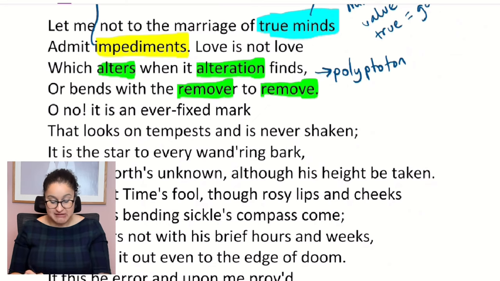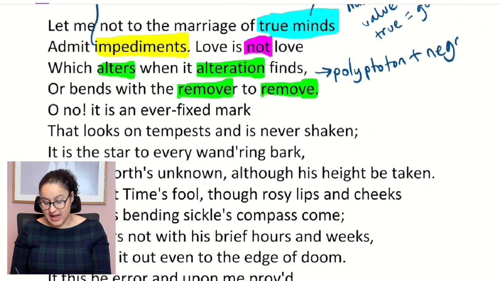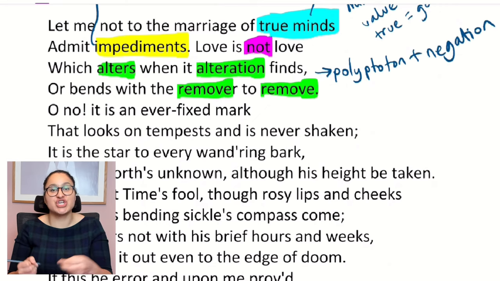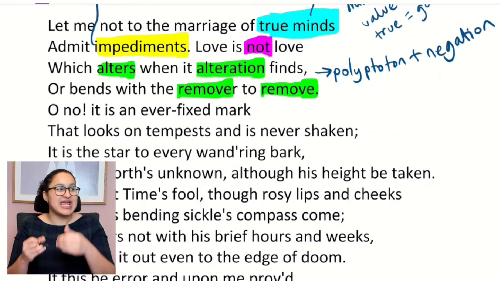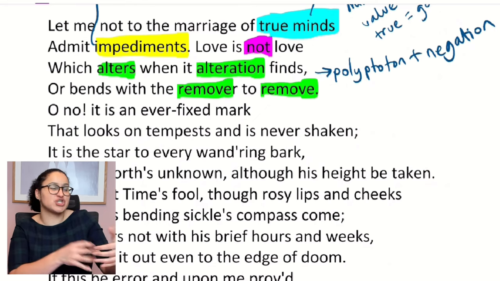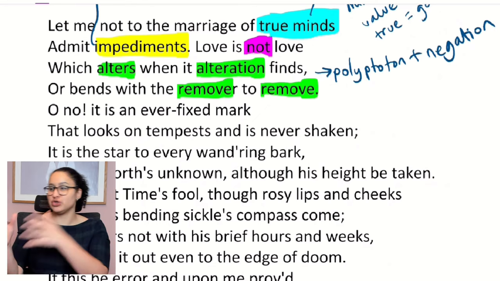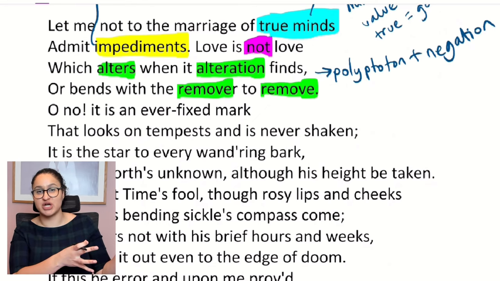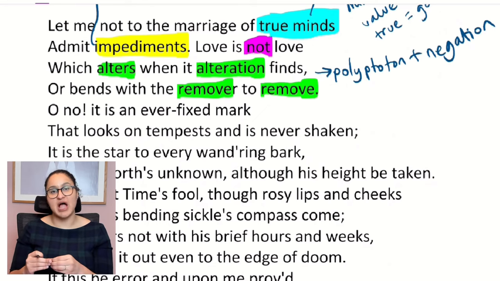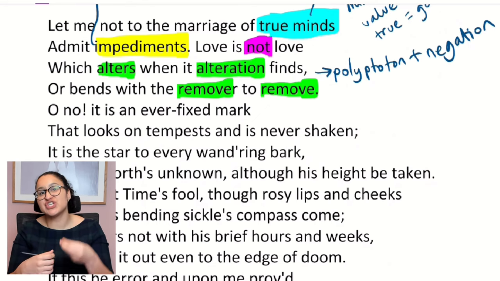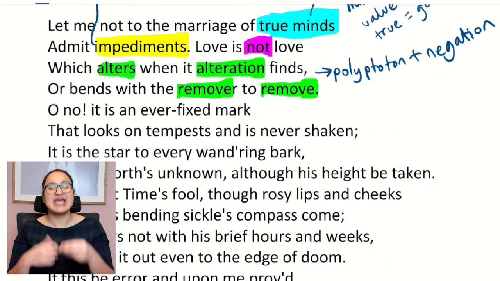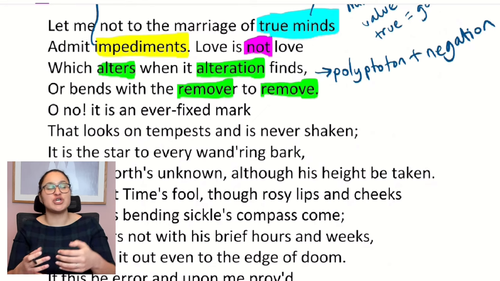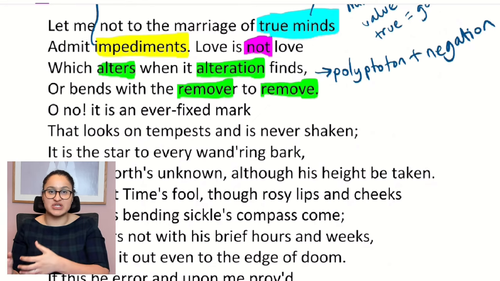However, what we've got here is, of course, a big fat no in front of it. So what you've got is the negation of that polyptoton, the negation of that causality. It should not be that just because something changes, your love changes. Just because the other person perhaps doesn't love you as much anymore, you don't love that other person. So what the negation of the polyptoton does is highlight that love should be fixed when other things change.